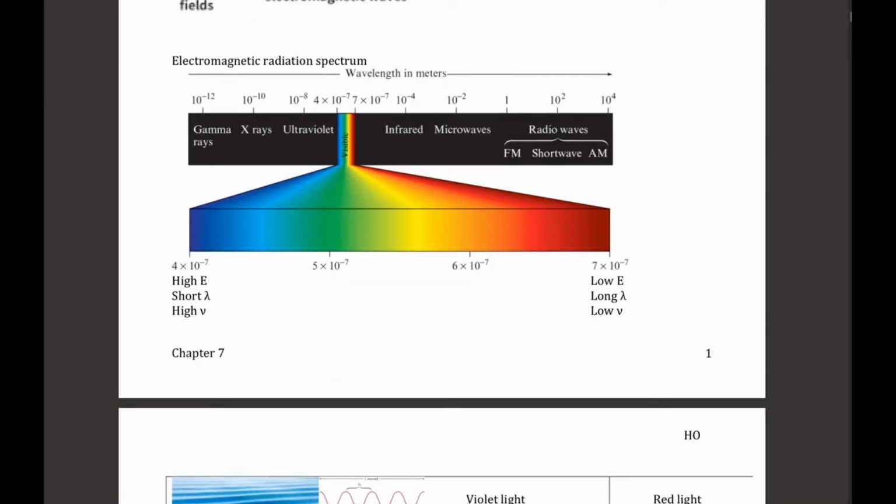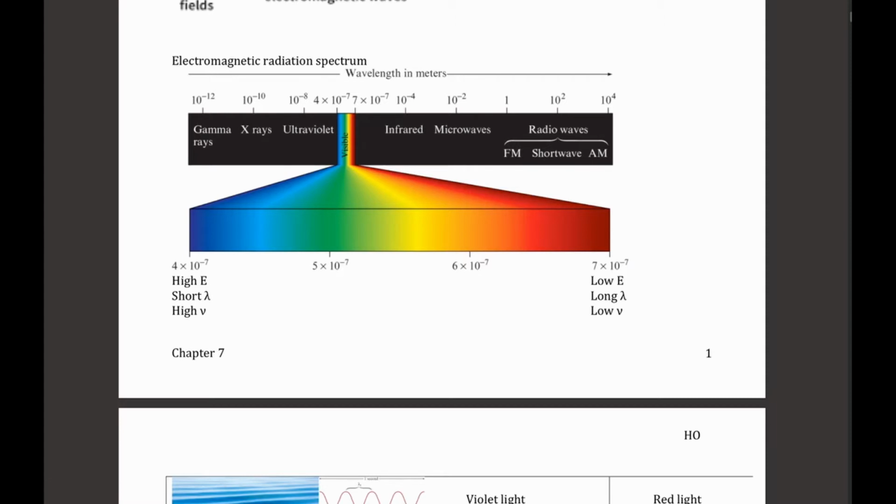The electromagnetic spectrum, so the light spectrum, varies in wavelength. In meters, it's shown here in this diagram, from 10 to the minus 12 meters all the way to 10 to the fourth. There's many different types of light. The highest energy end is the gamma rays. They accompany nuclear reactions, very high energy, very short wavelength, very high frequency, very destructive.